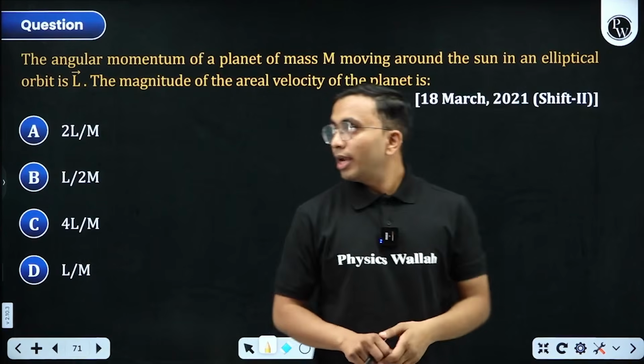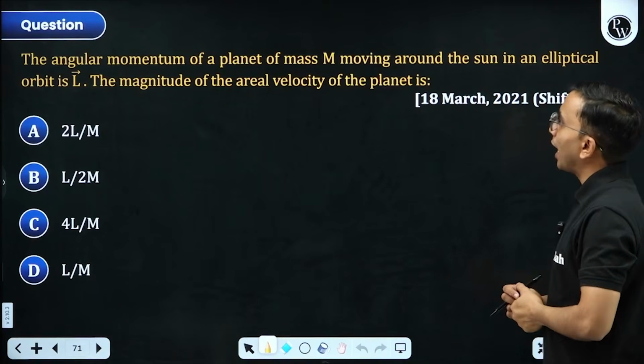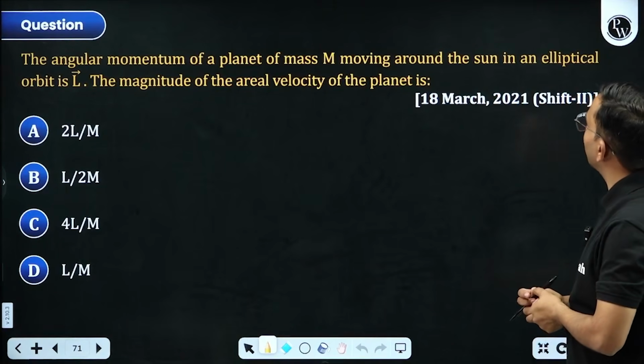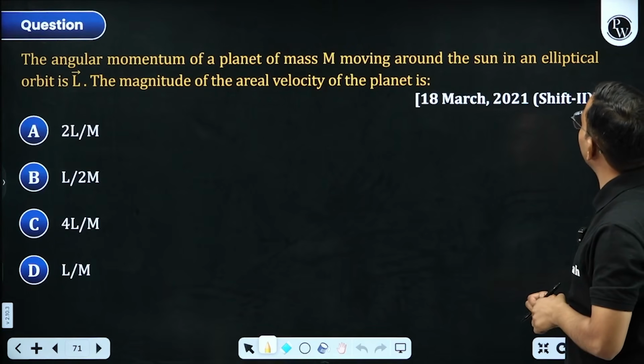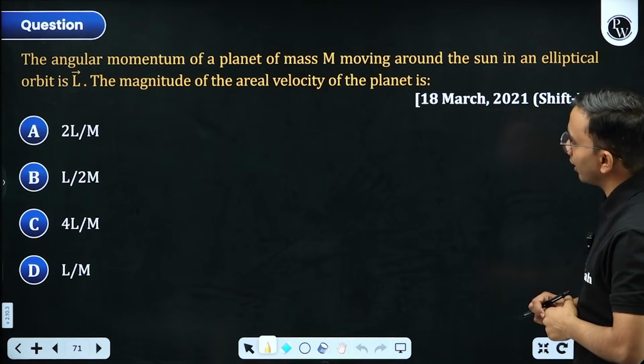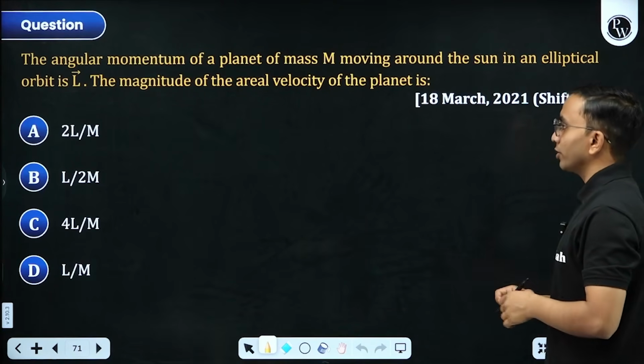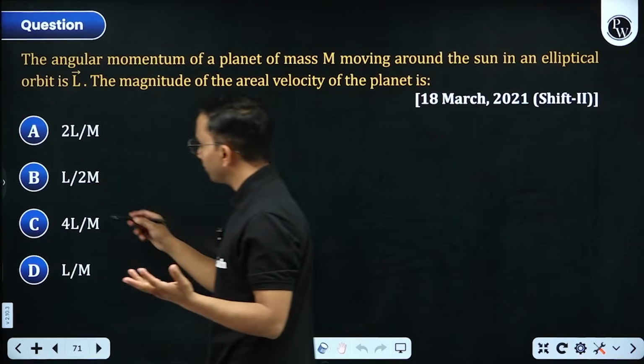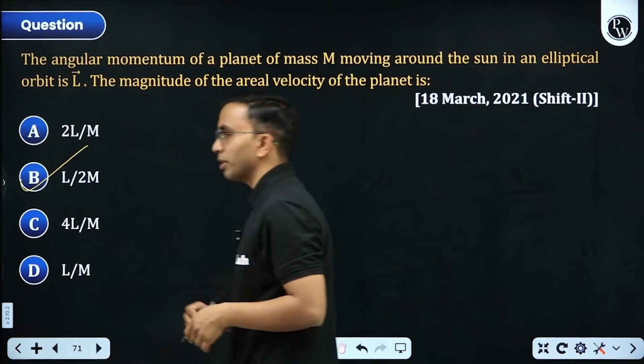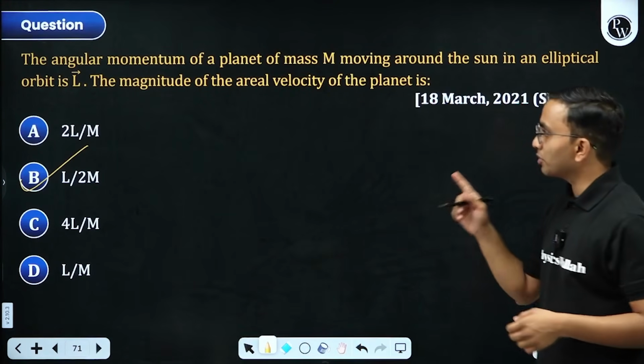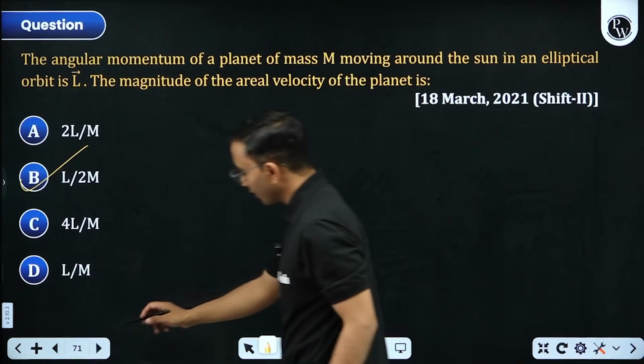Another question, let us read it out quickly. The angular momentum of a planet of mass m moving around the sun in an elliptical orbit is L. The magnitude of aerial velocity, we already derived that, that is L by 2m. You need to remember that. Here m is mass of the planet.